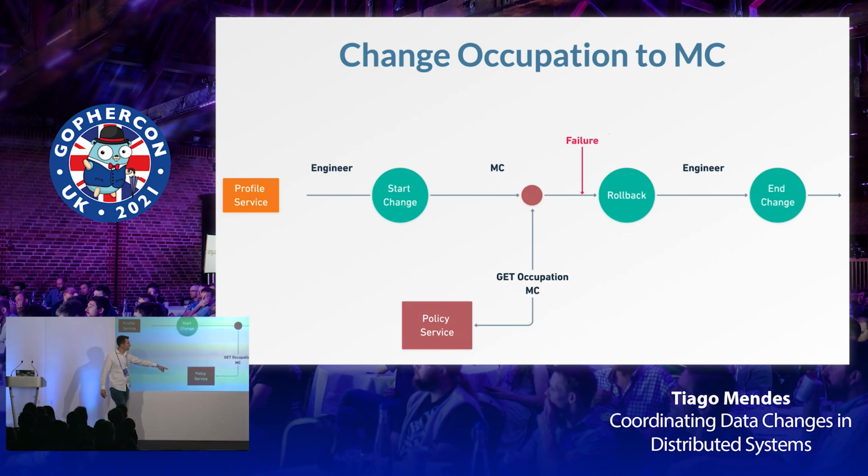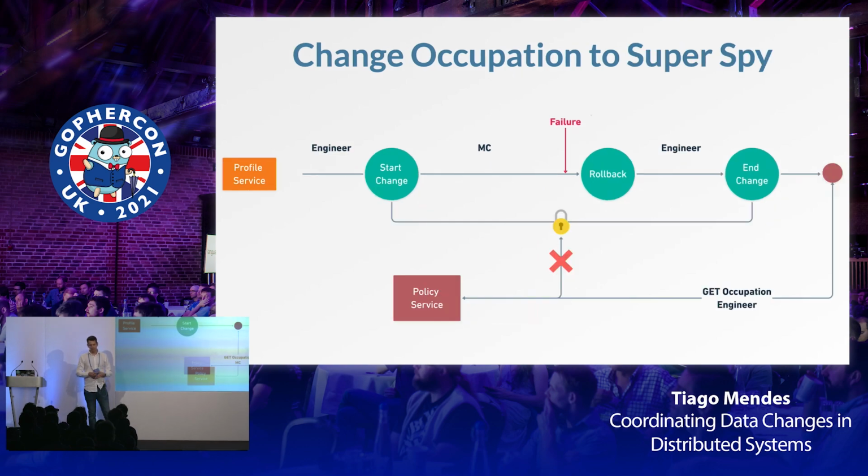However, at this point in time, the policy service got an occupation of MC. Now this is wrong. This is not correct. Our customer's information hasn't been updated yet. So one of the ways you can solve this is by using a locking system where essentially any reads or writes while a change is happening, you will not allow anyone to read or write data from this. And you will defer the reading and writing to the end of your changes when everything is okay.